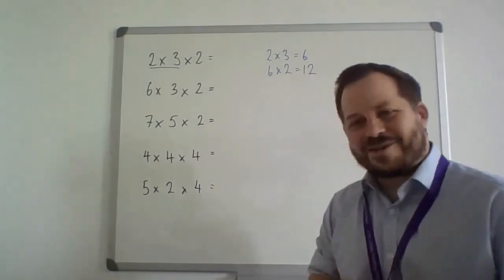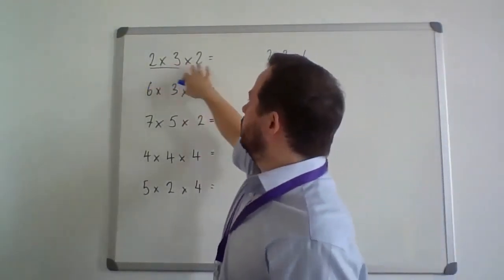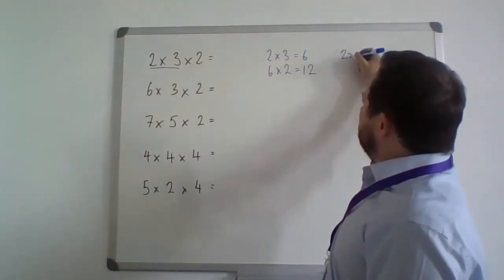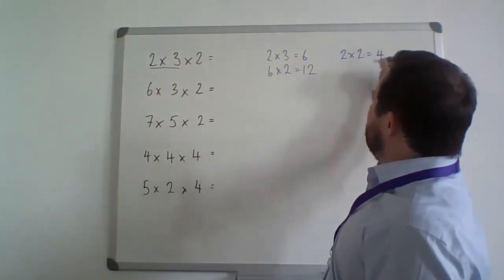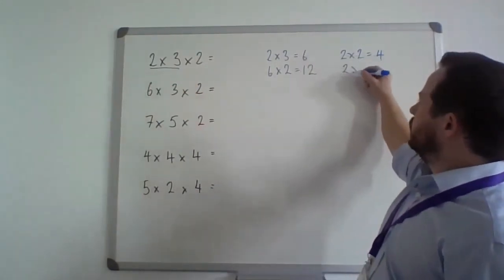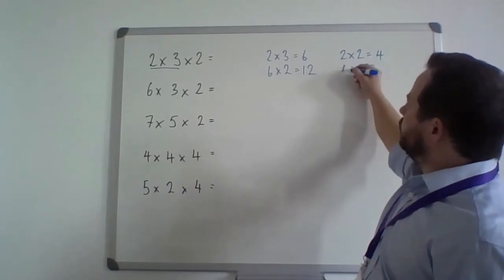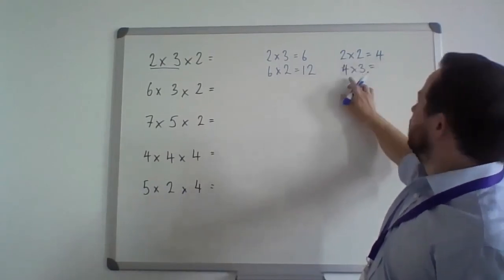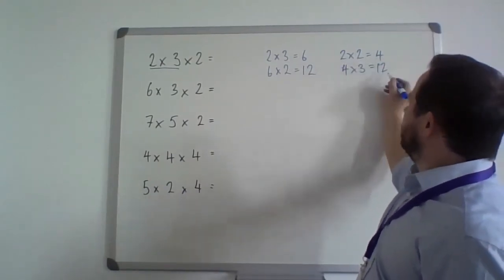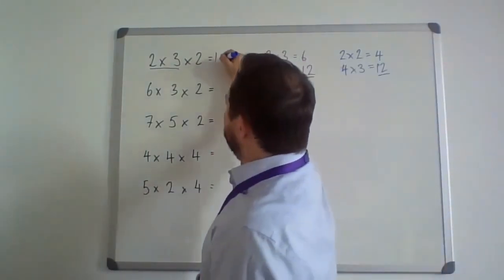To check whether or not this works the other way, we could also do 2 times 2. So 2 times 2 is 4, and then we need to times that by the 3. So 4 times 3, because we take the answer, 4 times 3 is 12. In both cases, we get the same answer. So the answer to this question is 12.